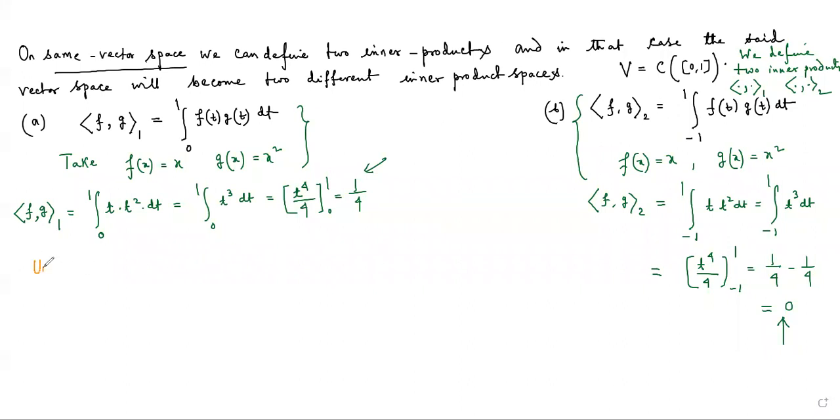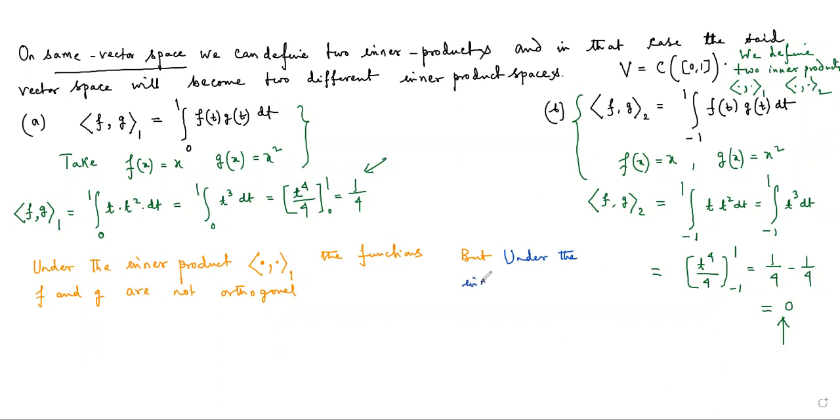We say that under the inner product of the type 1, the functions f and g are not orthogonal, but under the inner product of the type 2, the functions f and g are orthogonal.